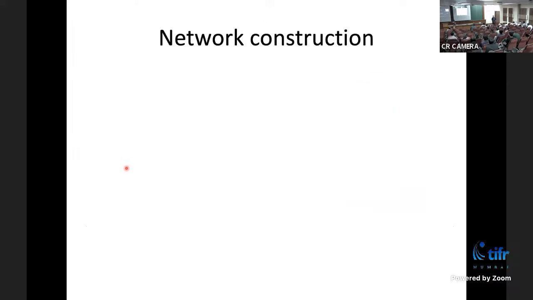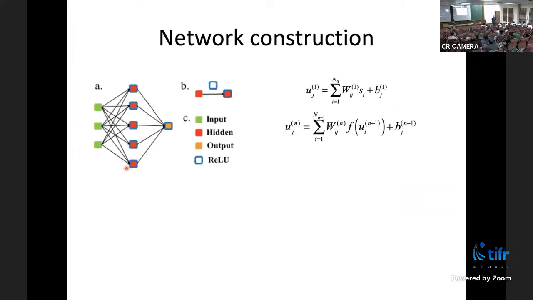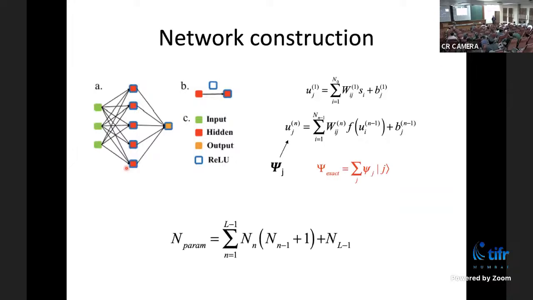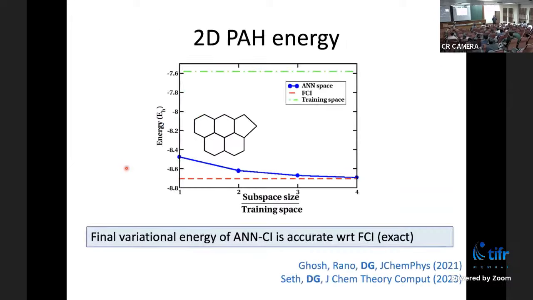Yes, wait. There, because you have only one 5-member ring. Either you have two 5-member rings or one 5 and one 7. No, this one is a closed shell molecule. That I can vouch for. Our code can only handle closed shell. No, my question is how you make it, that you cannot construct the polyaromatic hydrocarbon.